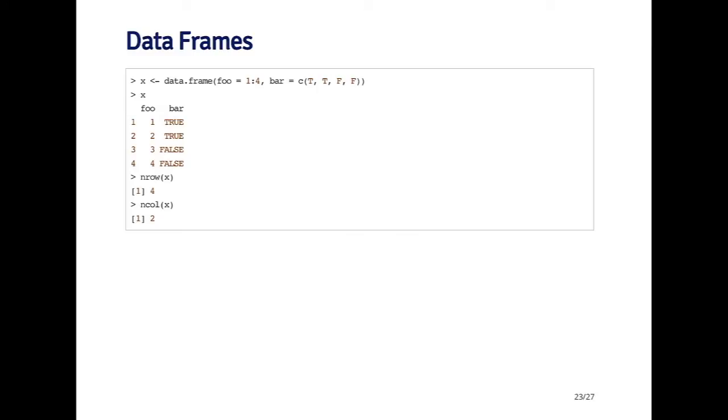So data frames can be created, besides using read.table or read.csv, with the data.frame function. And here I've created a very simple data frame where the first column is the foo variable, and the second column is the bar variable. The foo variable is an integer sequence from 1 to 4, and the bar variable is a logical vector with 2 trues and 2 falses. So when I auto print the data frame out, you'll see it prints out the 2 columns, and here the row names, since I didn't specify any special row names, it just defaults to 1, 2, 3, 4 because there's 4 rows. And then when I call the nrow function on x, I see that there's 4 rows, and the ncol function shows me that there's 2 columns.